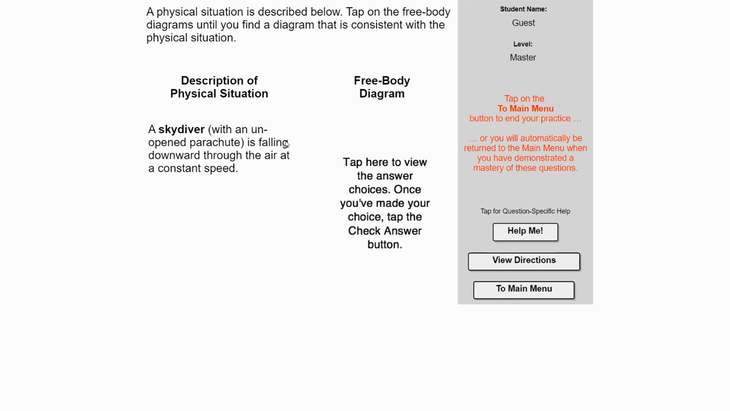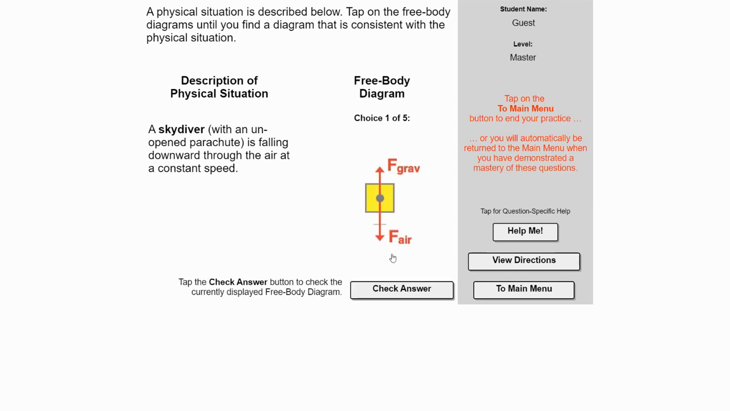Skydiver with an unopened chute is falling downward through the air at a constant speed. So constant speed means what? Net force has to be equal to zero. So does air resistance act downward and gravity act upward? No. Does gravity act downward? Yup. Air resistance going upward. Okay. Is this going to be it? Nah, because again, they're saying constant speed. So the air resistance here needs to be equal. So that can't be it. We don't have a normal force because we're not on a surface. Bing, bang, boom. That should be our winner.